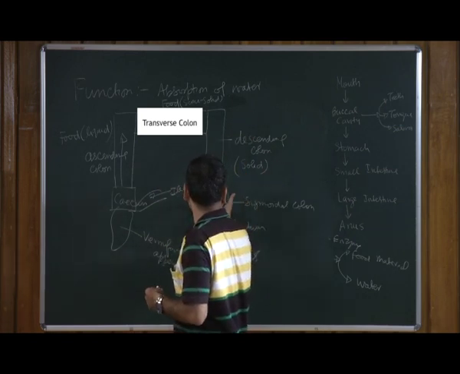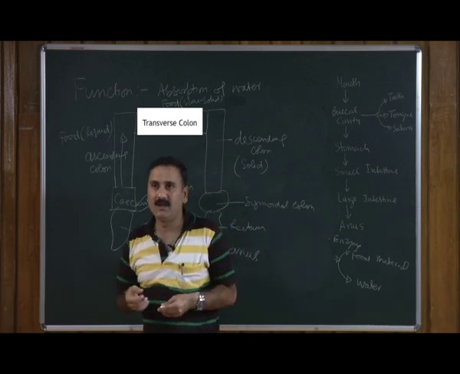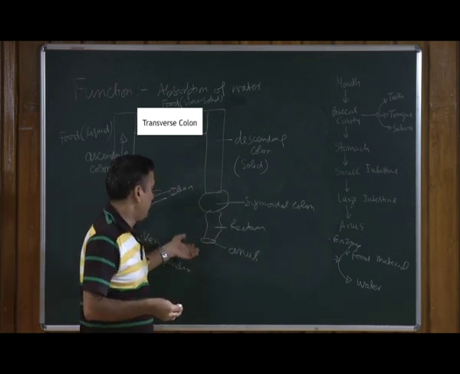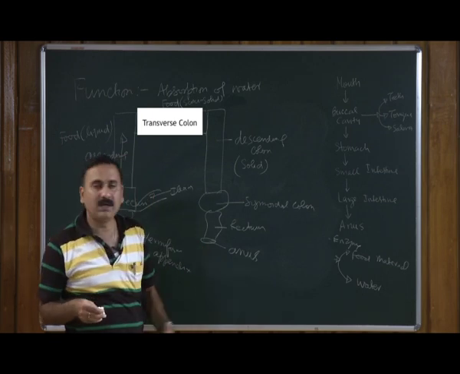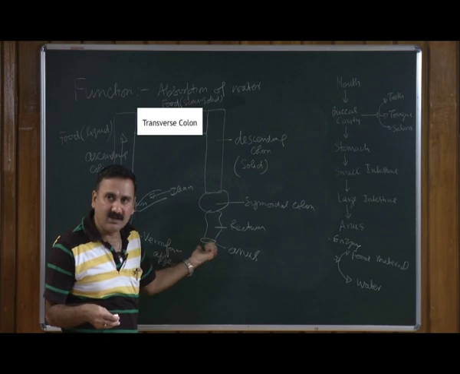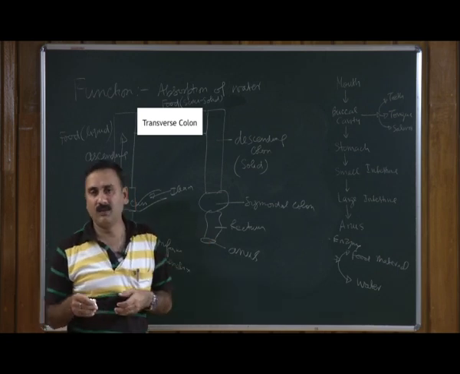And then it is stored in the rectum, and once we have a desire to eject it, we open the anus by releasing the sphincters, and then it comes out from the body.